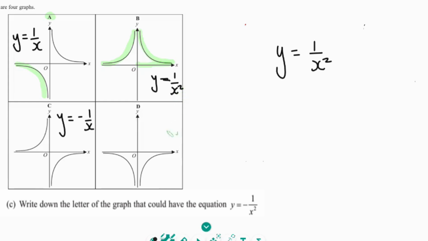And then, right down the left of the graph that could have the equation y equals minus 1 over x squared. Can you see it'd have to be D? We deduce that B is y equals 1 over x squared, but a negative would be a reflection in your x-axis. So that is why this is the letter for D. That's your function there.